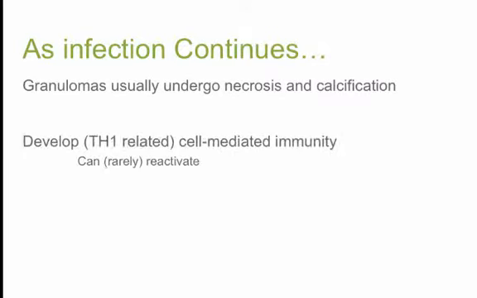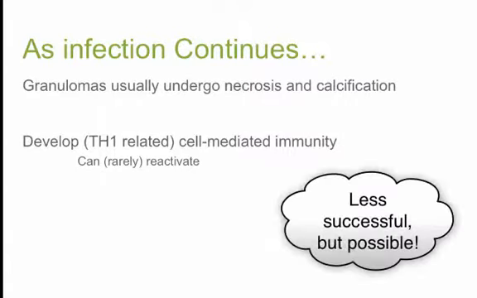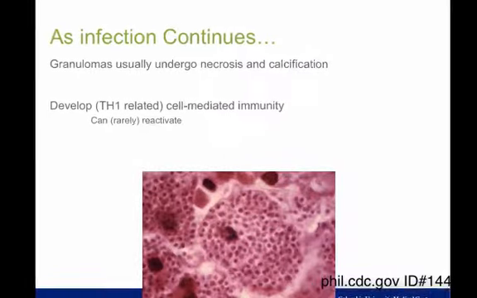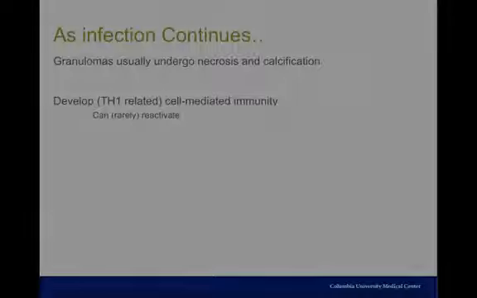Infected individuals develop Th1-related cell-mediated immunity, making subsequent infections with histoplasma less successful. Along that same line, yeasts hiding within macrophages may reactivate if the host later becomes immunocompromised.